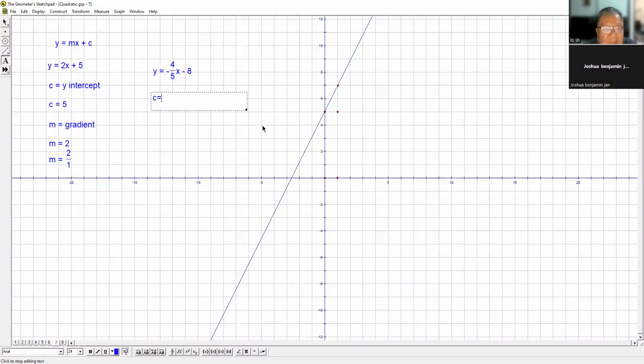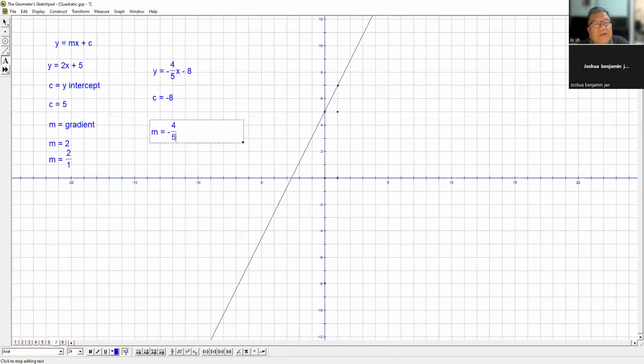So you start from c equals to negative 8. So you take the point. I mean, of course, you take out a piece of paper, then you draw the x-axis, y-axis, then you dot on negative 8. Then, next step is what? M equals? Negative 4 over 5. Correct.